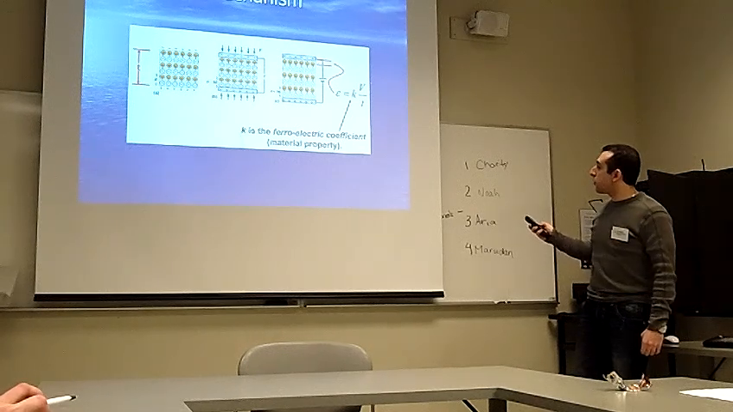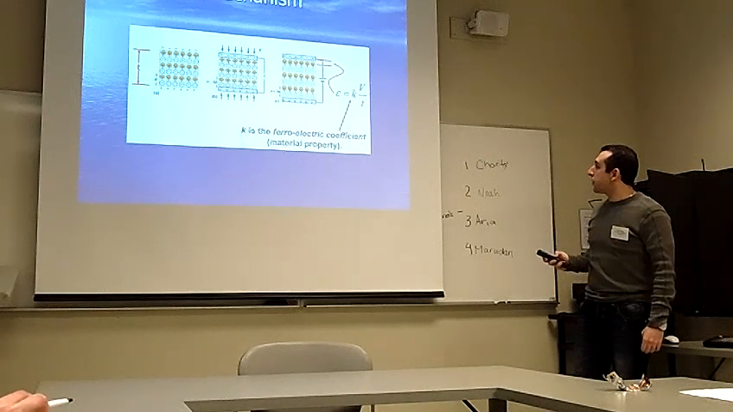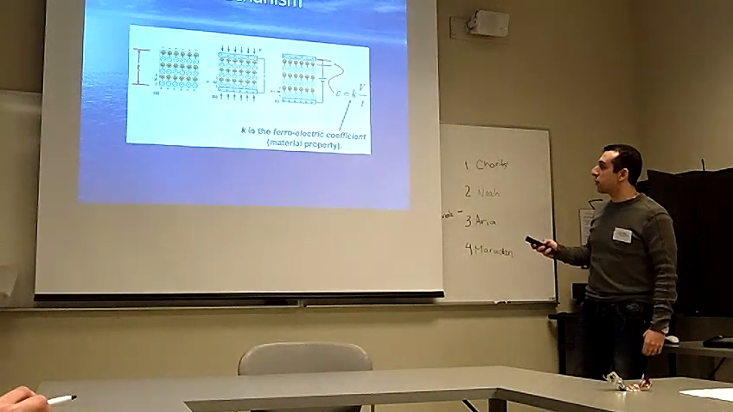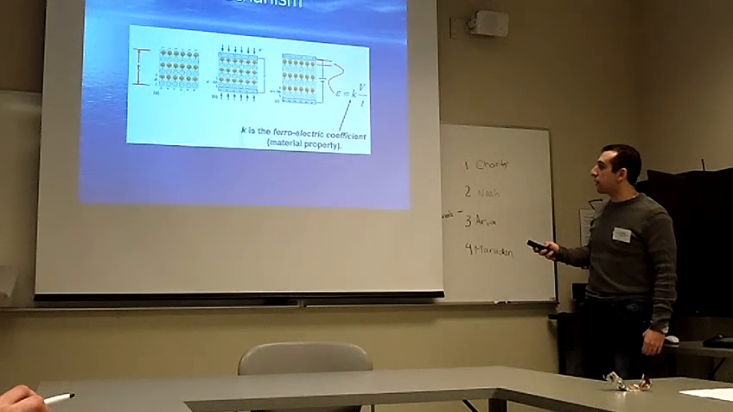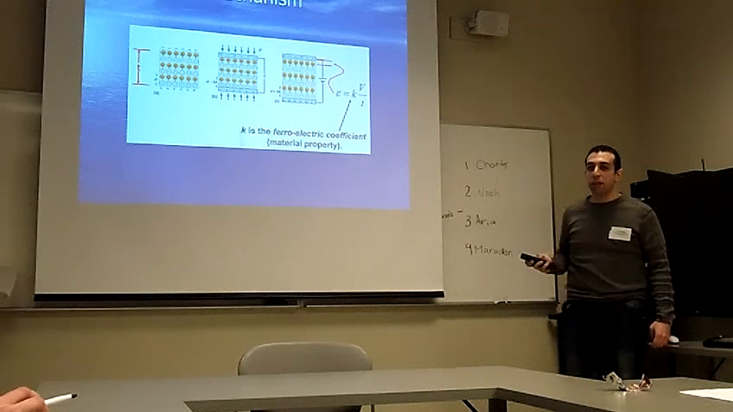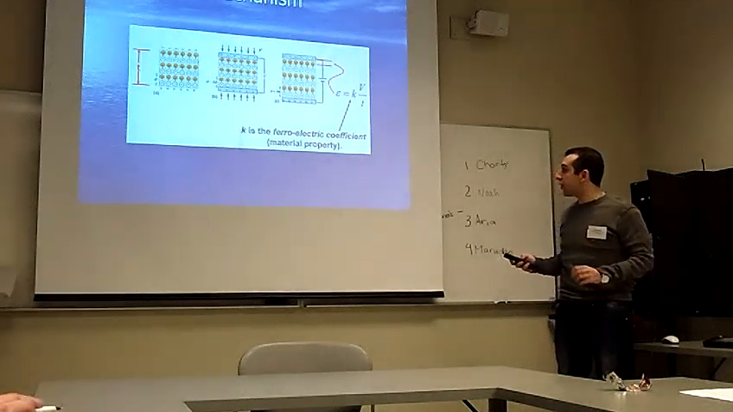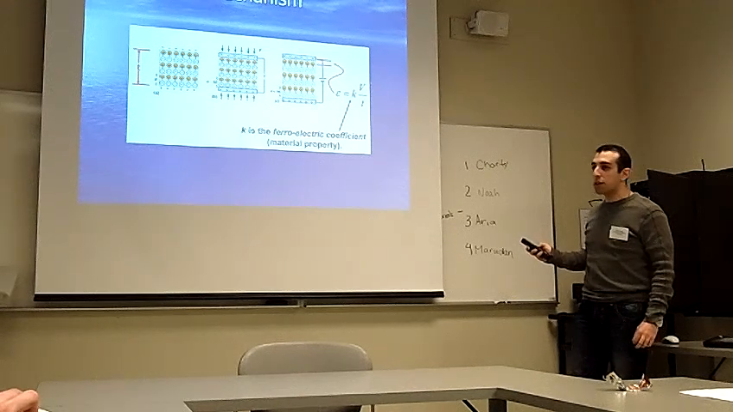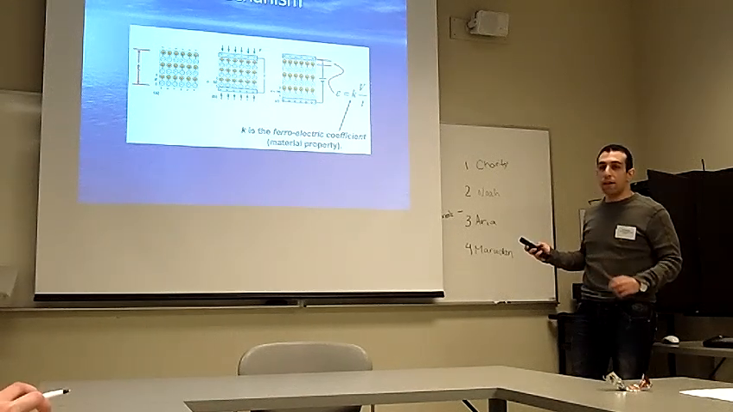And there is a very simple equation for it. We can calculate the amount of displacement. For example, if the original thickness of the material was T, and then we apply a voltage over it, we have the voltage, we have the thickness, and K is the ferroelectric coefficient. It's a material property. For every material we have a number. And by this equation we can understand how much the material will expand or contract.